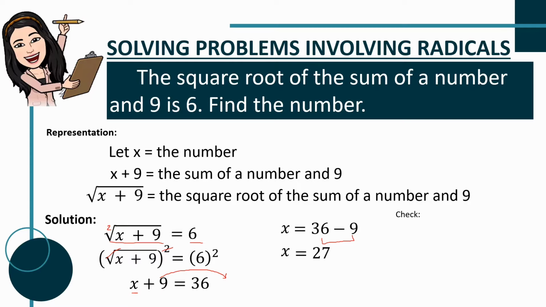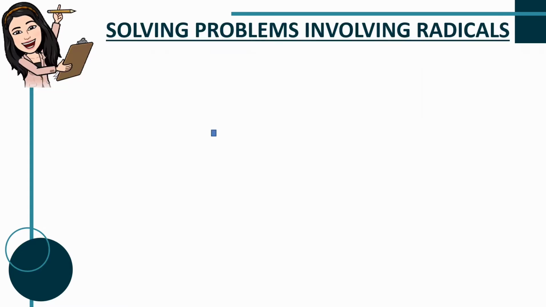Now, in order to check it, okay, let us check it. So, we have a square root daw ng number which is 27 plus 9 is equal to 6. What is 27 plus 9? 36. And what is the square root of 36? We have 6. So, therefore, 6 is equal to 6. Therefore, 27 as our answer is the final answer or the true solution of our given problem. Did you understand? Okay.